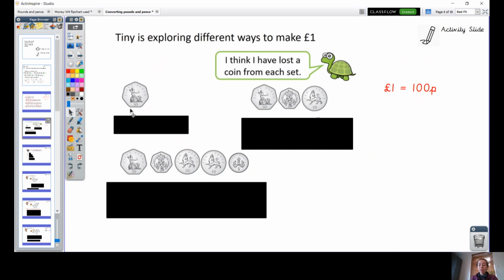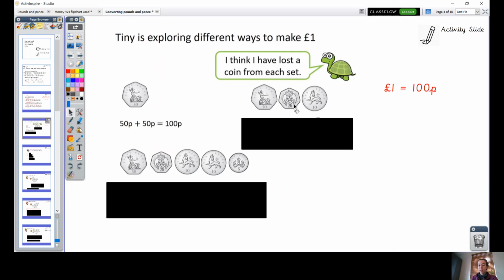Yeah, so in this first set, he's got a 50p and he's lost 1 coin from this set. If you remember that fact we've been talking about today, 50 and 50 make 100, so he's missing a 50p coin from this set.